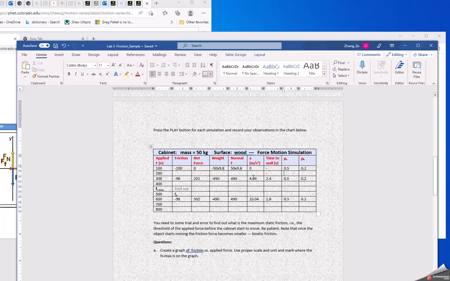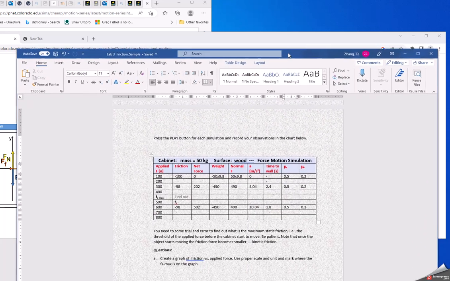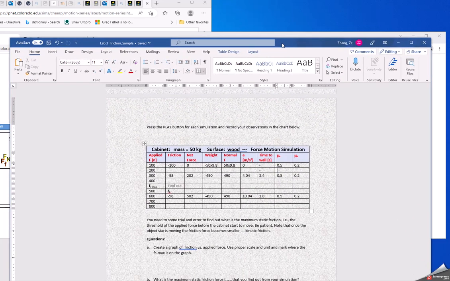You have acceleration, which you read from this box, and if it's off, you can always reset and see if it makes sense. And then you have 400 and so on. Keep on simulating all the way to 800. In that case, all the kinetic friction will be -98. So I basically give out the answers.